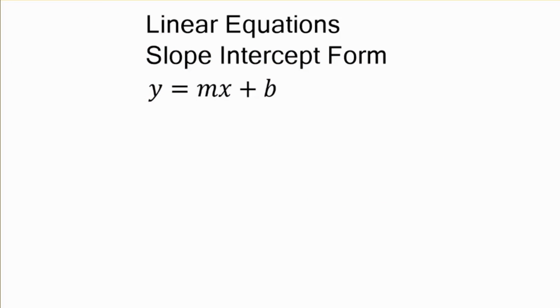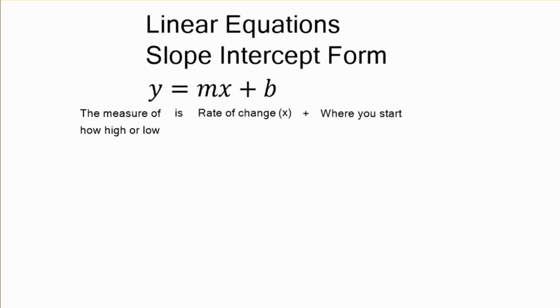This tutorial is a quick introduction to linear equations using slope-intercept form. Y is going to be the measure of how high or low something is. It's going to be the rate of change times x plus wherever you start. In other words, y is your slope times whatever x is, plus what is y if x is 0?